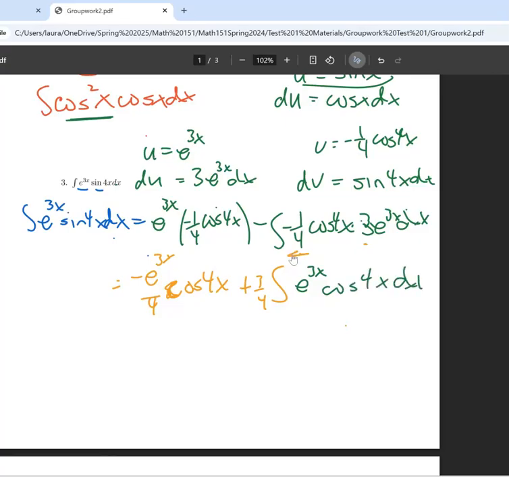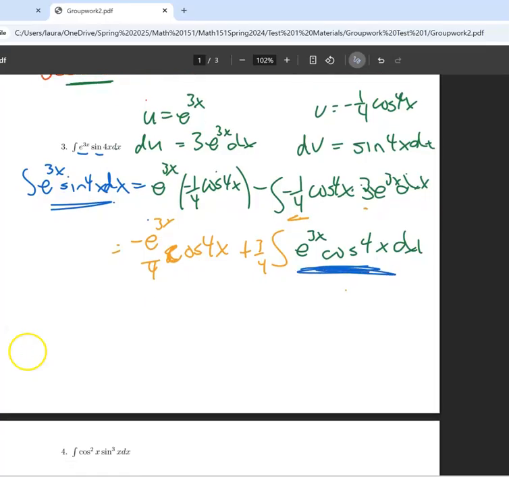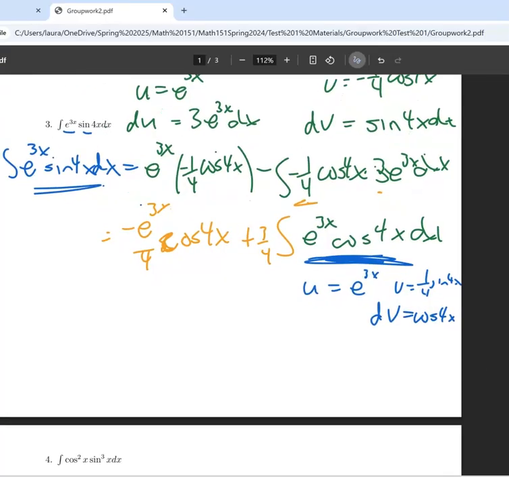Okay, so let's recognize this is not the same as this, but it's really similar. So that's where we're going to do the parts again on this. So I'm going to let u equal e to the 3x, keeping consistent with the u's equal the e guys. And then dv, and then v would be 1/4 sine of 4x. Sorry, it's a little messy and squished in there. And then the du would be 3e to the 3x dx.